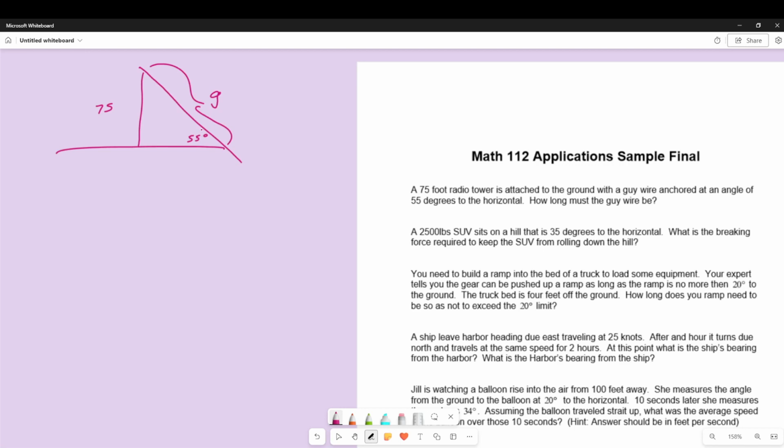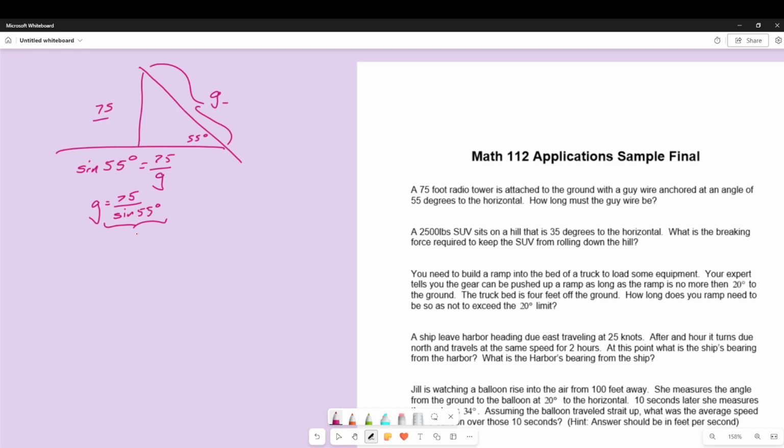Since we have, in reference to this angle, an opposite side and a hypotenuse, we're going to be using a sine function. So the sine of 55 degrees we know is the 75 feet in ratio to that hypotenuse, the length of the guy wire. So multiply both sides by g, divide both sides by the sine of 55, and we get 75 divided by the sine of 55 degrees.